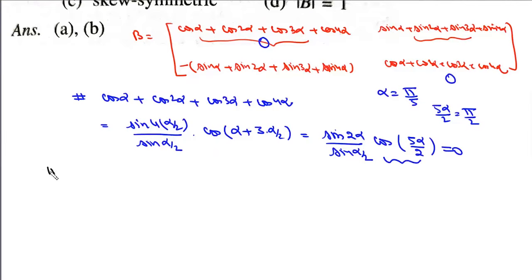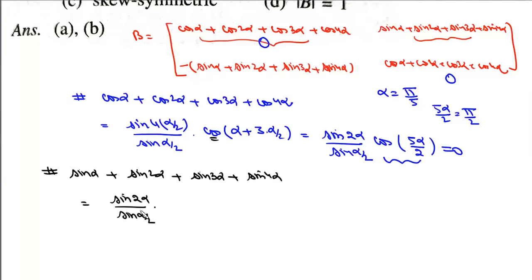And if we find the sum of this sine series, sin alpha plus sin 2 alpha plus sin 3 alpha plus sin 4 alpha, the formula is everything the same, just that we'll have sin here. So it will be sin 2 alpha upon sin alpha by 2, into sin 5 alpha by 2, and sin pi by 2 is 1. So it will be sin 2 pi by 5 upon sin pi by 10.